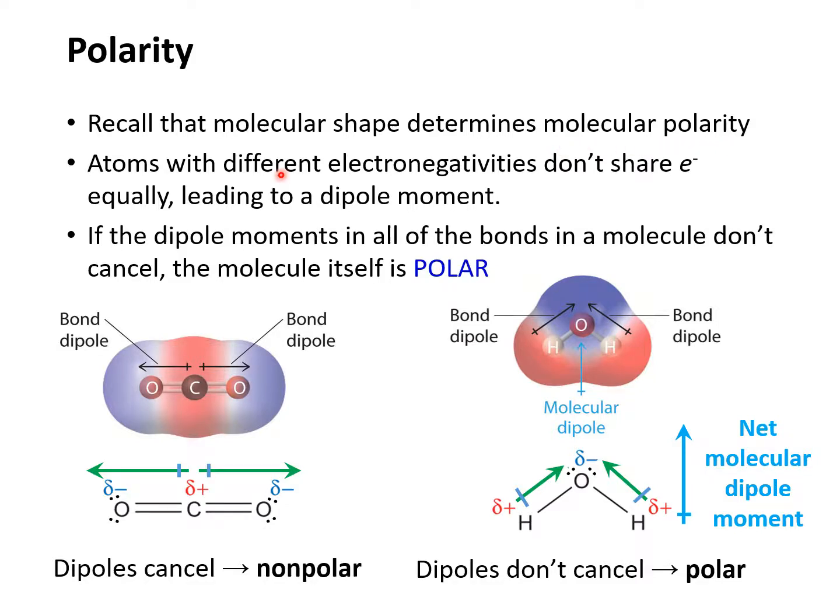It's important to remember that the shape of a molecule plays an important role in determining the polarity of the molecule. In a bond containing atoms with different electronegativities, the electrons are shared unequally, which gives rise to a dipole moment. If the individual dipole moments in a molecule do not cancel, then a net dipole moment for the molecule results, and the molecule becomes polar. So here we have the case of carbon dioxide, which is nonpolar because the individual dipole moments cancel, and the case of water, which has a net dipole moment and gives rise to a polar molecule.